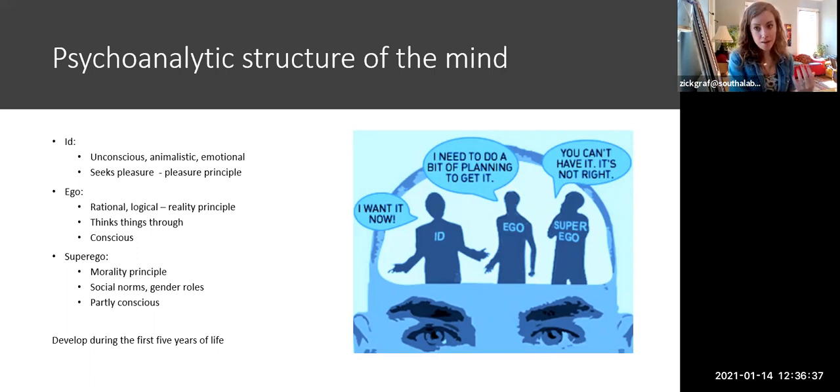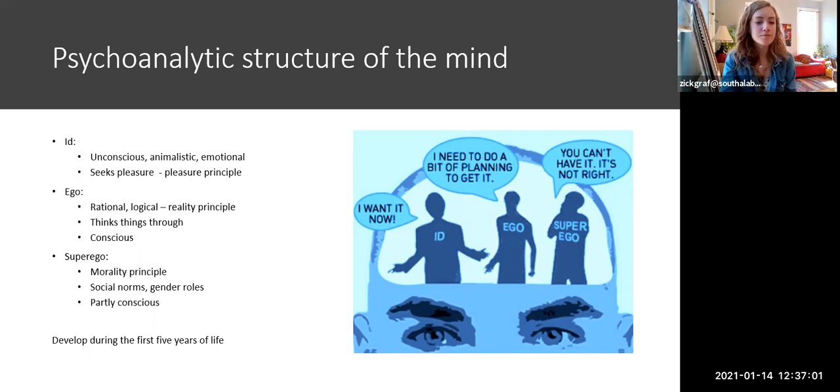So whereas the id is all about what we want right now, and the ego is about how to get what we want and how to gratify ourselves in a rational, effective way, the superego is the part of our brain that thinks about whether what we want is actually appropriate or right, and that can also delay gratification or prevent us from going after the thing that we want if our superego believes that it's not morally right.